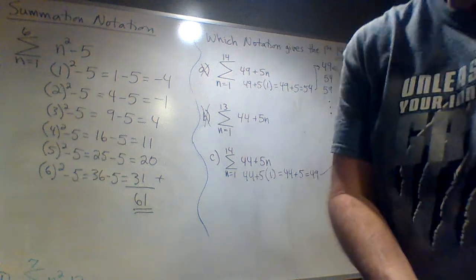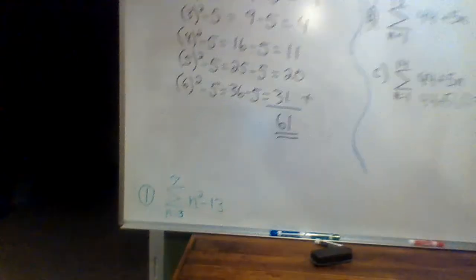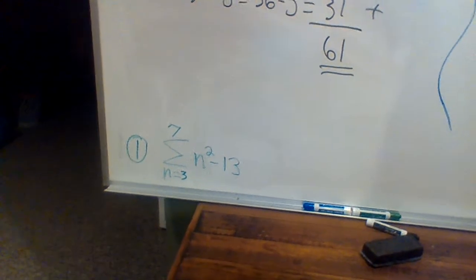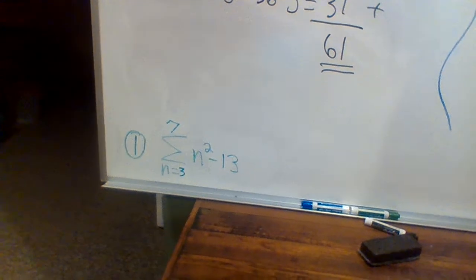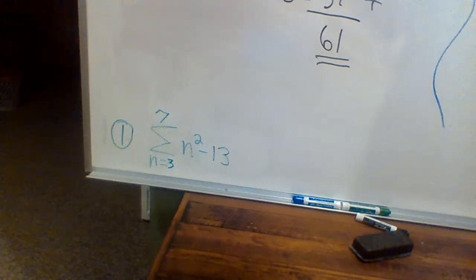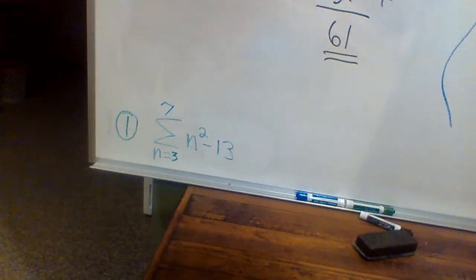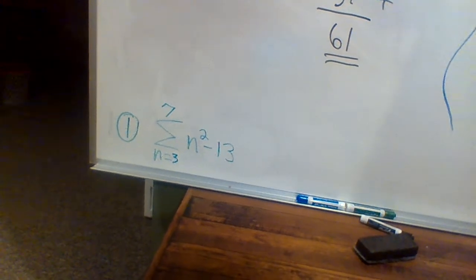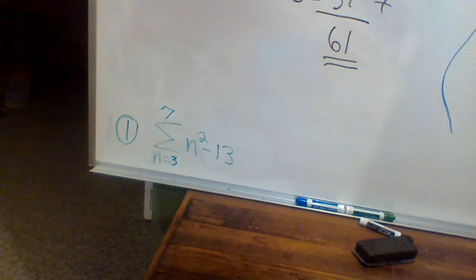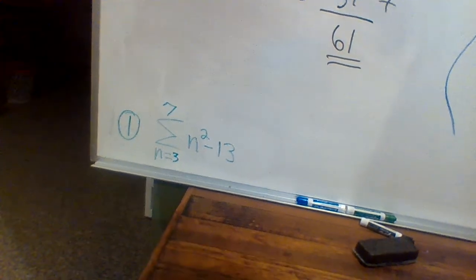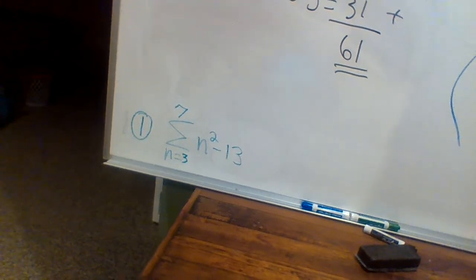Now for your assignment, we're going to do this green one here, which obviously has an exponent. You're going from 3 to 7, and you're doing n squared minus 13. So n is starting at 3, going up to 7, and you're doing n squared minus 13 and finding the sum. If you can work on that, that's your assignment, and we'll see you next time.